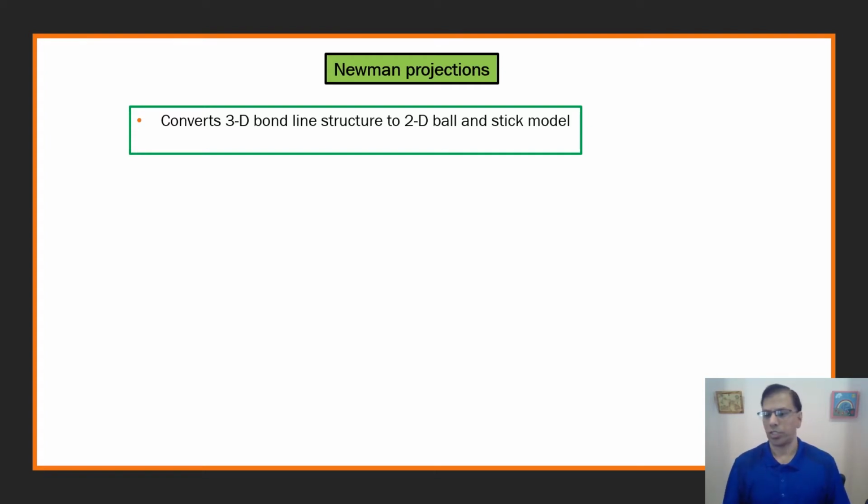A Newman projection will convert a 3D bond line structure to a 2D ball and stick model. It helps us to look at the strains in the molecule, like the Gauche strain and torsional strain, and helps us to find out which conformations are more stable than others.